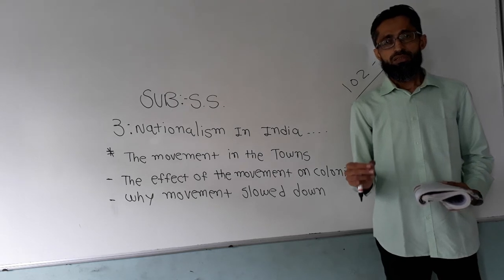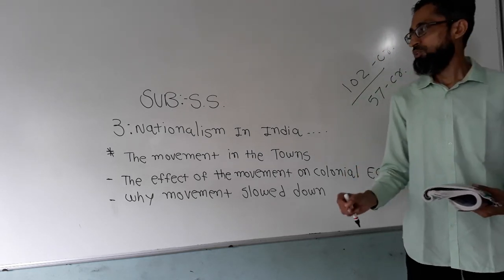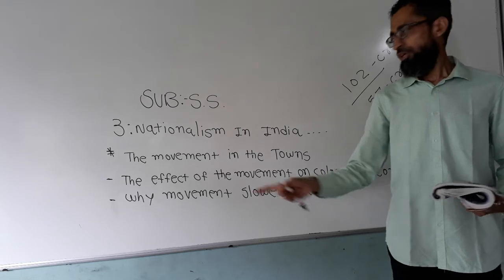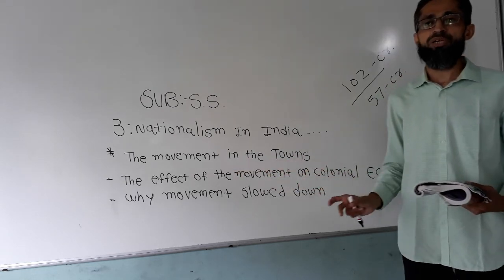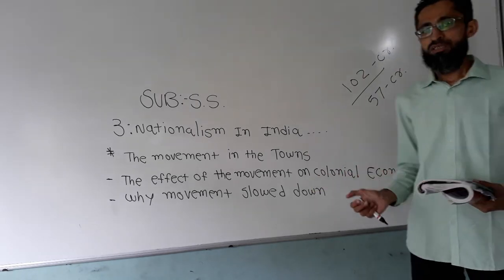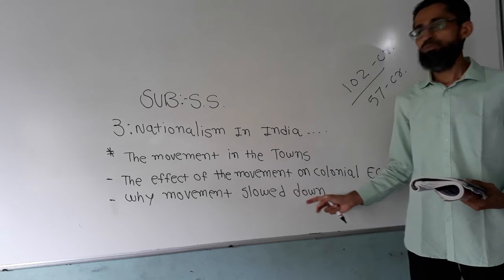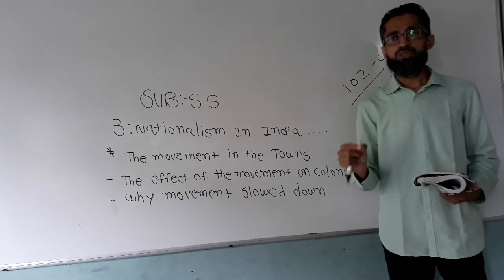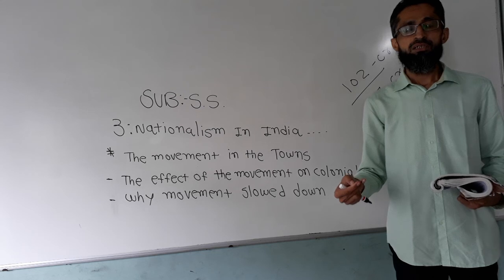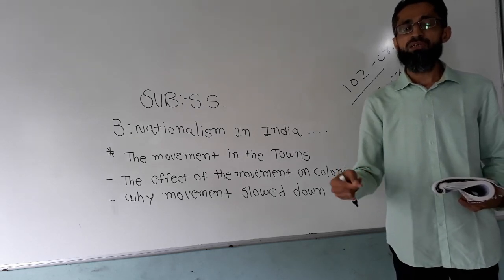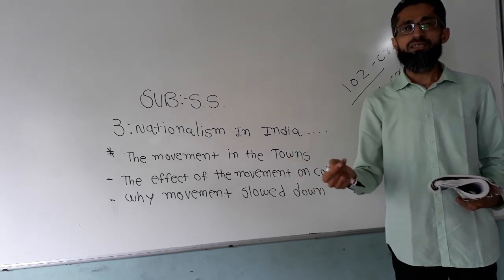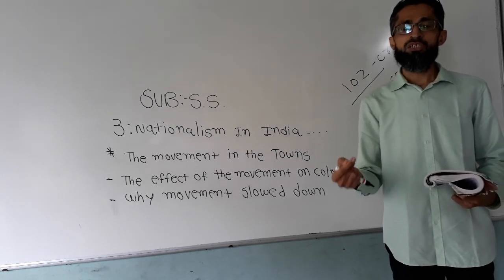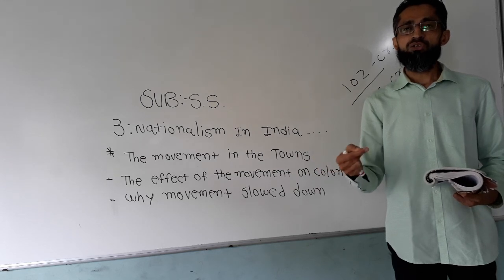In today's lecture, students, we have discussed how the non-cooperation movement started in towns. Second, we discussed the effect of this movement on the colonial economy. And third, why the non-cooperation movement slowed down. They might ask you to describe the reasons why the non-cooperation movement slowed down. So you can write both these reasons. First, khadi clothes were very expensive in comparison to British clothes, and second, there was no alternative Indian institution for students, teachers, professors and lawyers. That's why they again joined government-controlled institutions.